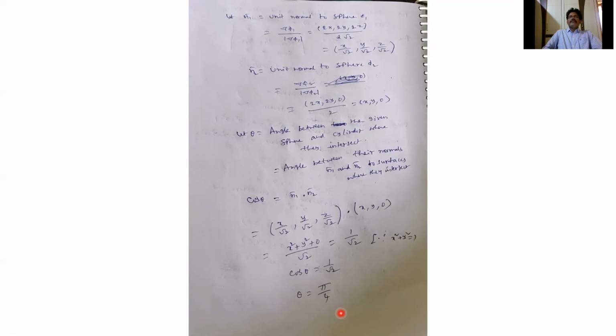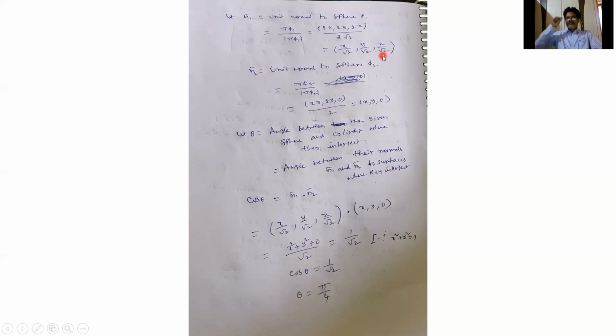Actually, the angle between two surfaces means the angle between their normals to the surfaces. So finding the unit normal to the sphere φ₁ is ∇φ / |∇φ|. ∇φ is (2x, 2y, 2z) and |∇φ| is 2√2. So the 2 cancels, and we get x/√2, y/√2, z/√2.